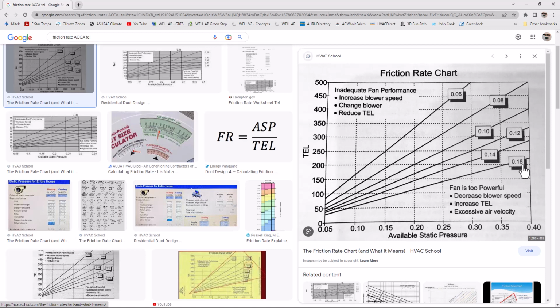I wouldn't go to 0.18. I would go at most 0.14 for a safety factor, because if you are at 0.18, you are very risky to get into problems like the fan is too powerful, so decrease blower speed or increase tail velocity. Mainly the fan is too powerful. Or if you are at 0.06, you are barely making it, so you might have inadequate fan performance. This is what they call the ACCA wedge. Anytime you're between 0.06 and 0.18, your duct design is correct. But don't go to the extremes. You always want to be between 0.08 and 0.14, and the magic number is 0.1.